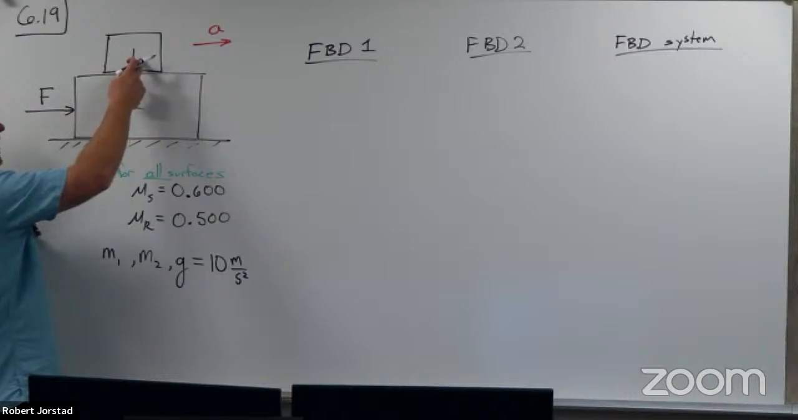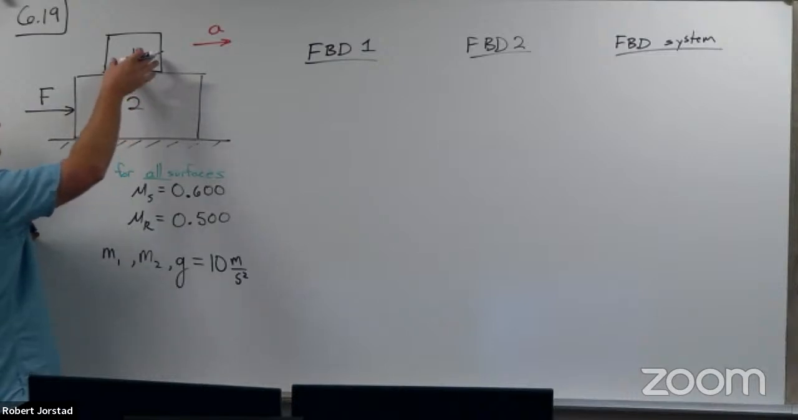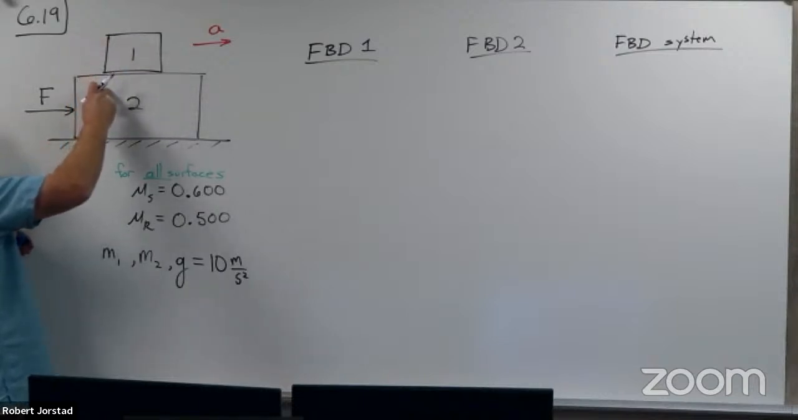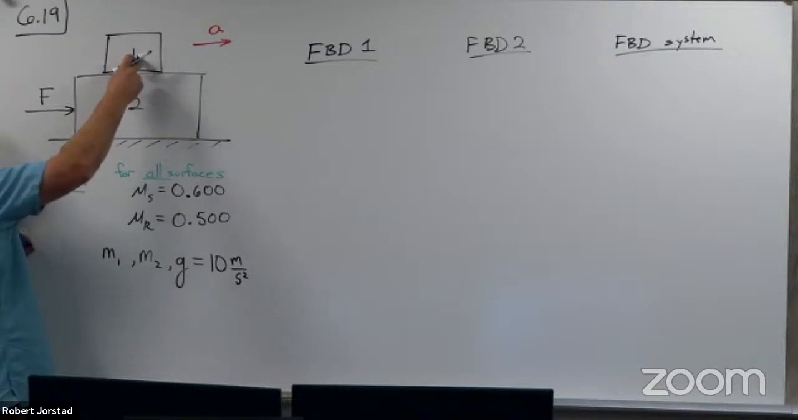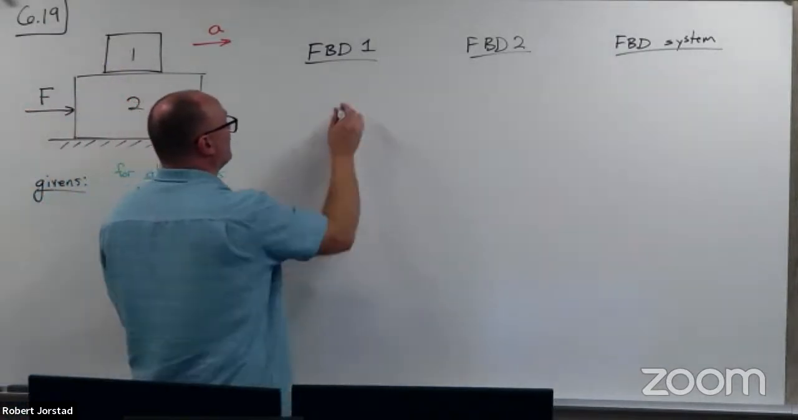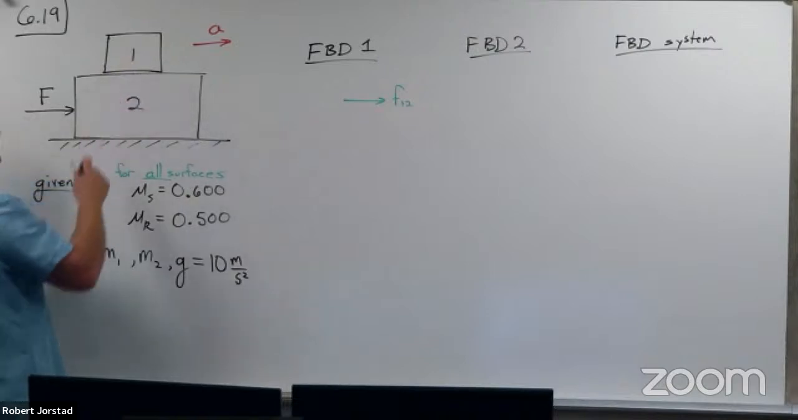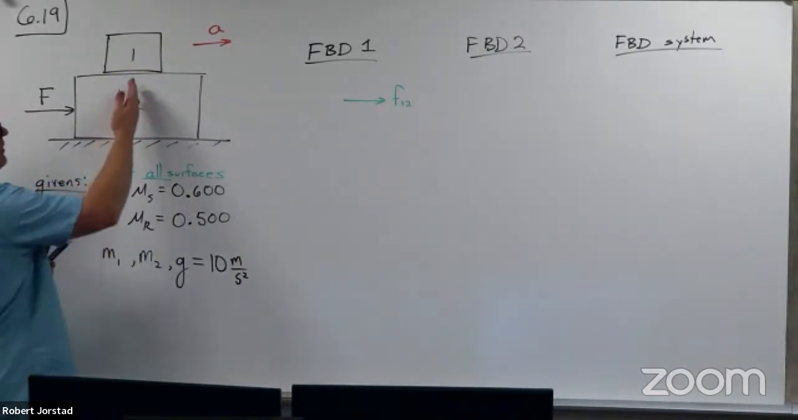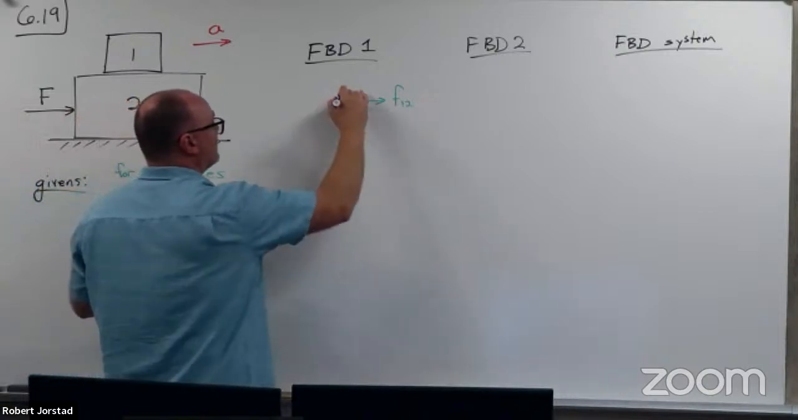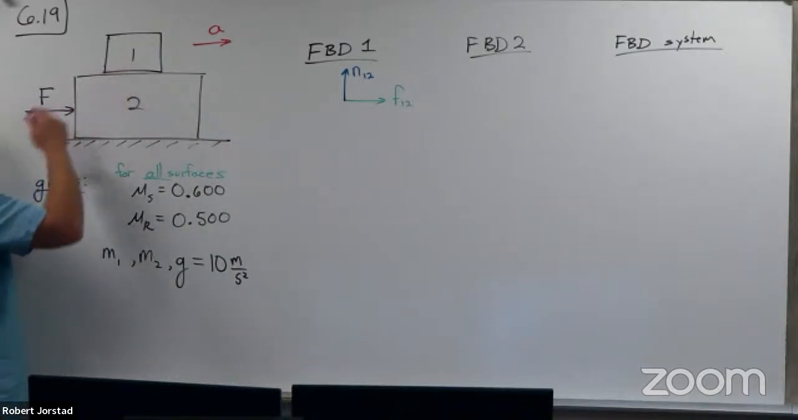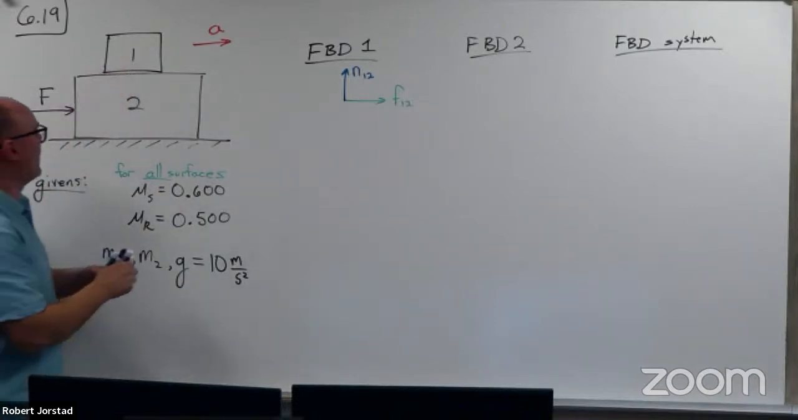I'm thinking this block stays on top of there. If there was no friction, it would tend to fall off the back. The direction of relative motion, or the tendency of relative motion, would be backwards relative to 2. That means there's a frictional force forwards on 1. I'm going to call that friction 1-2 because it occurs at the 1-2 interface. Now, there's a normal force upwards. I'm going to call that normal force 1-2, because that comes from the 1-2 interface, not from the floor. There's a weight pulling down.